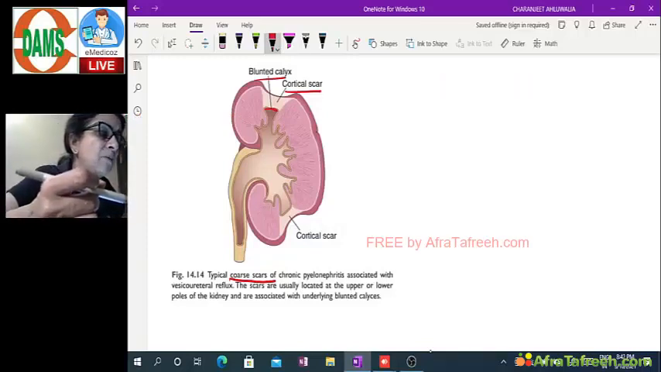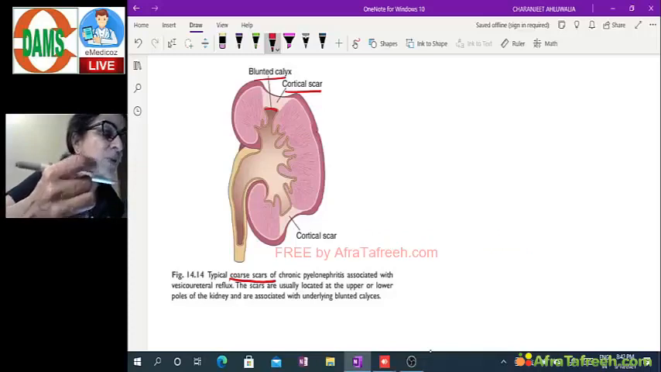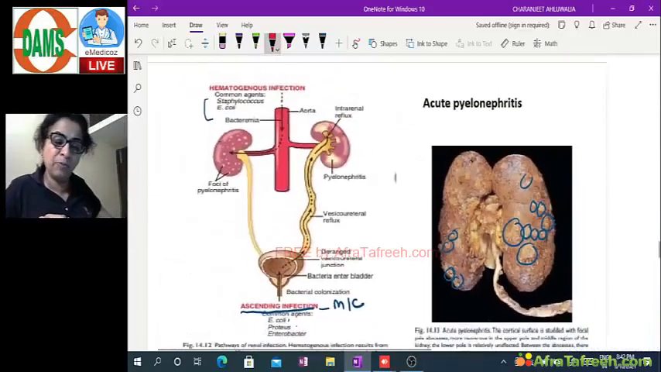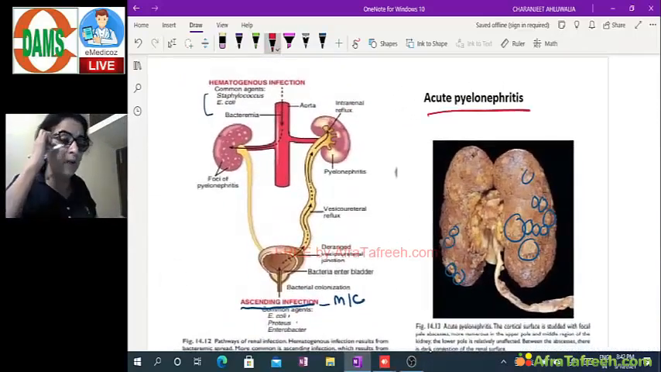Now, multiple abscesses. Abscesses contain neutrophils. Neutrophils will be seen in acute pyelonephritis. This is acute pyelonephritis. You are seeing these multiple abscesses.